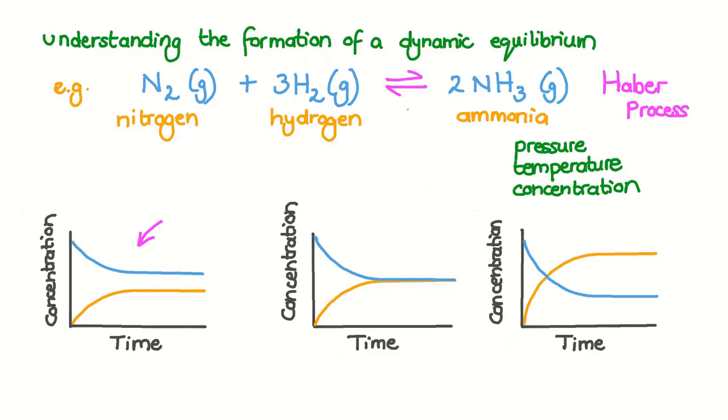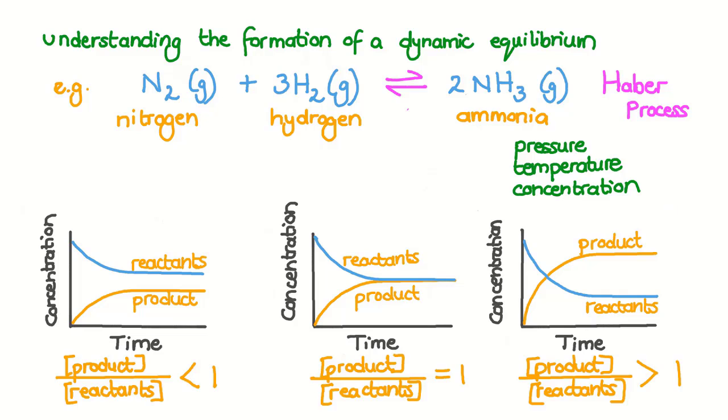Let's clear some space to investigate this a bit further. The first of these three graphs we saw a few moments ago, where the concentration of the reactants at dynamic equilibrium was higher than that of the product ammonia. But there are two other possible scenarios, where the reactants and product have the same concentration at dynamic equilibrium, or where the product ammonia has a higher concentration than that of the reactants nitrogen and hydrogen. If we took the concentration value of the reactants and product in each case, and put them as a ratio of concentration of product divided by concentration of reactants, we'd get the following three results, where the ratio is less than 1, equal to 1, or greater than 1.